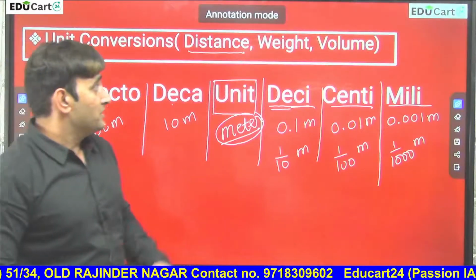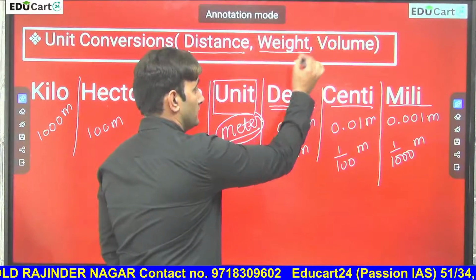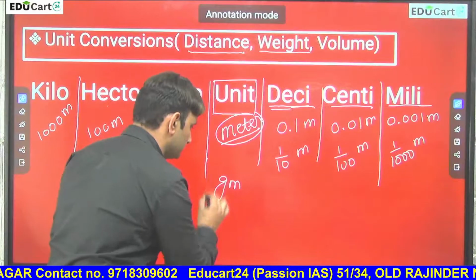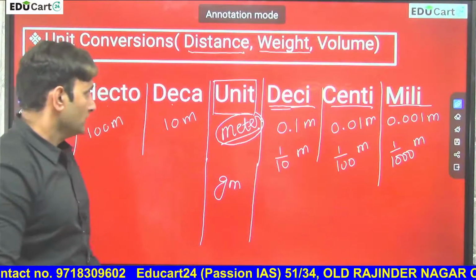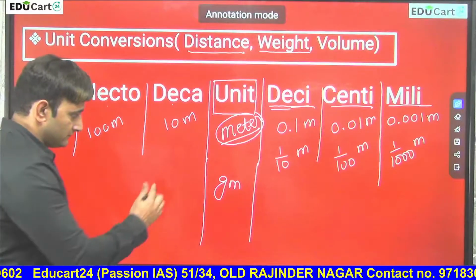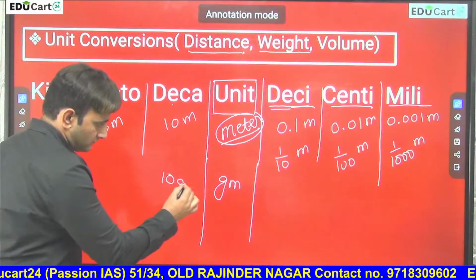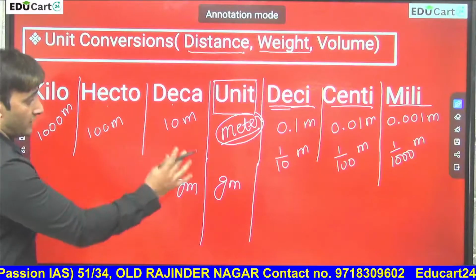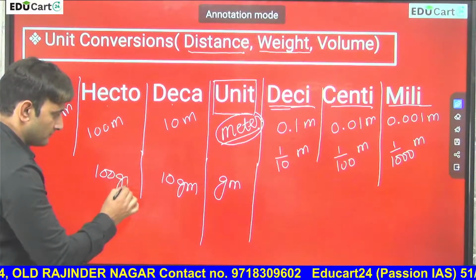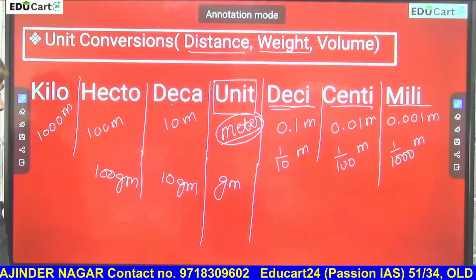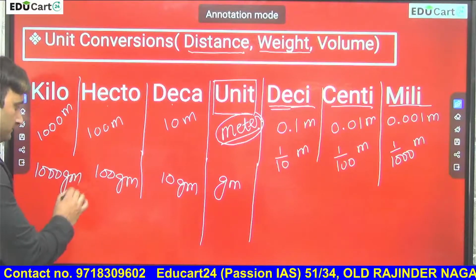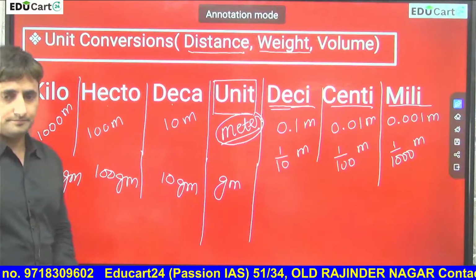If we are measuring the weight, then I am putting here gram. So 1 decagram means 10 grams. 1 hectogram, it means 100 grams. And 1 kilogram means 1000 grams.